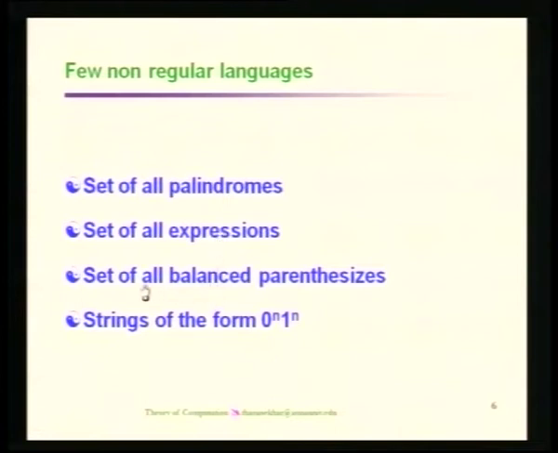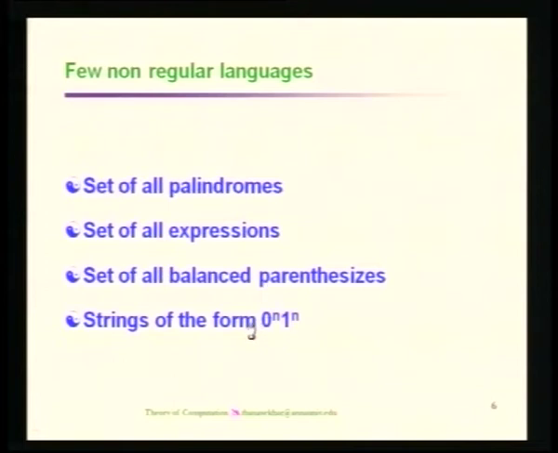Then a very simple one, the set of all balanced parentheses. For every opening bracket, followed by that there should be a closing bracket. It is not a closing bracket followed by an opening bracket. So, we can have an opening bracket followed by a closing bracket, even any number of nestings. It looks like a very simple language, but certainly it is not possible to recognize this kind of language with the help of any regular expression or with the help of finite automata.